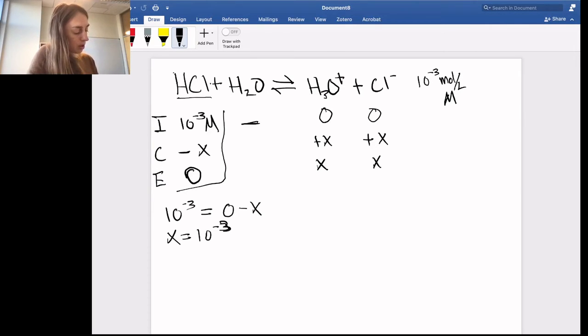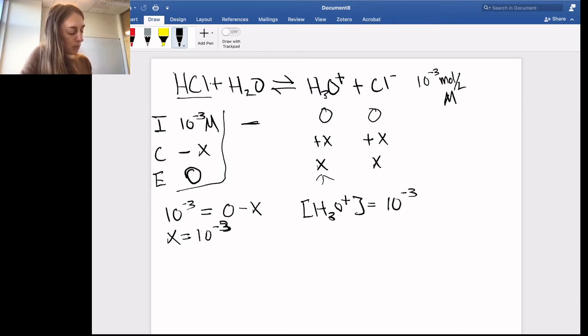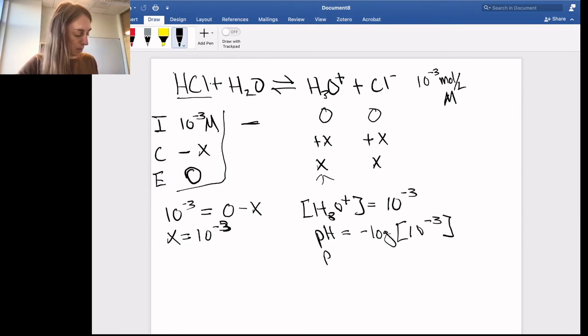And therefore, our concentration of hydronium ions is 10 to the minus 3. And if you'll remember, our pH is the negative log of the concentration of our hydronium ions. So we just need to take the pH of this concentration here. So the negative log base 10 of 10 to the minus 3. And that's real nice and easy. Our pH is going to be 3.